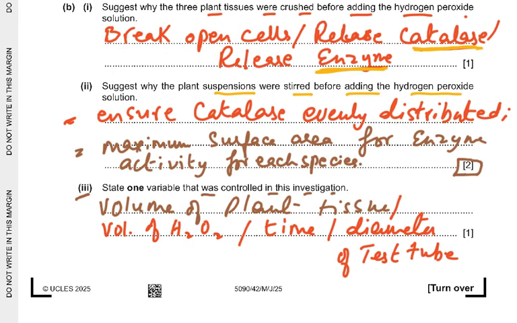So any one of these, you could have got your 1 mark for it. It's only for 1 mark. So any one of these, but you should know. I could have asked this, given you 5 marks, and said, okay, which variables have been controlled? So you should know that the volume of the plant tissue was the same, the volume of H2O2 was the same, the time after 60 seconds, the foam was measured, and the diameter of the test tubes was the same.